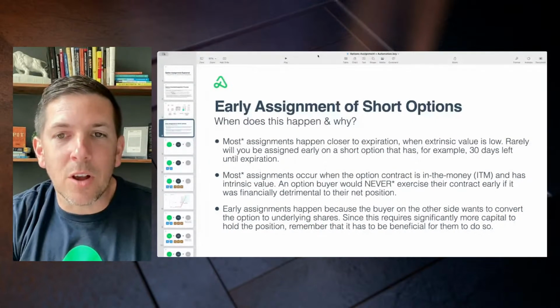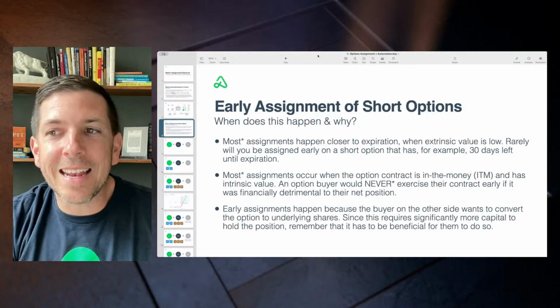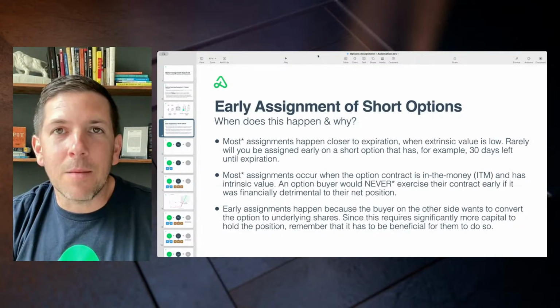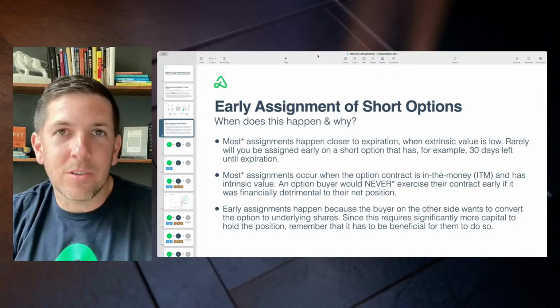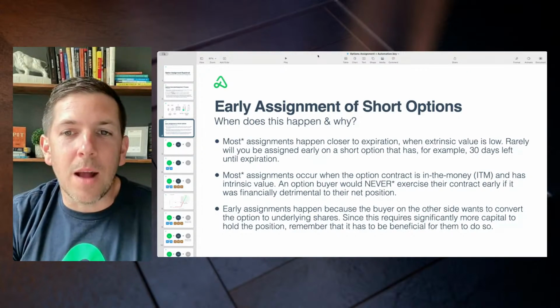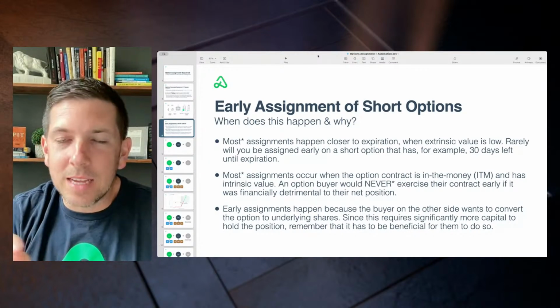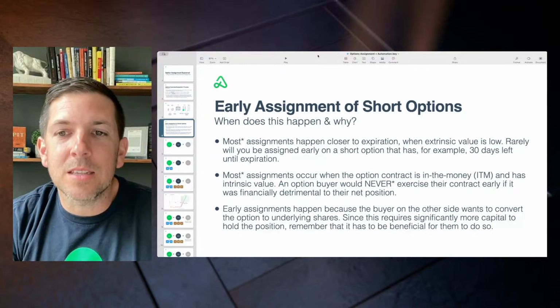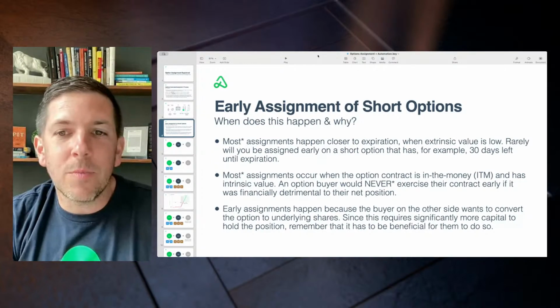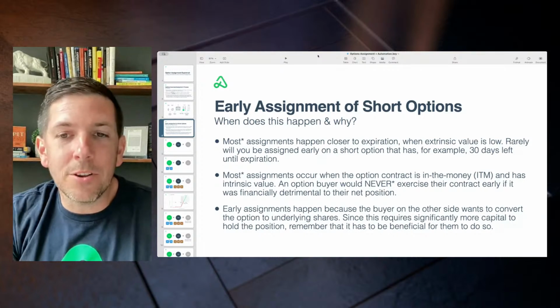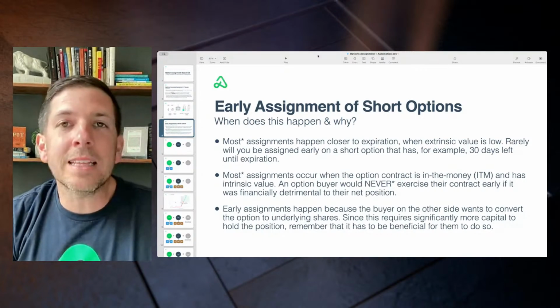Now, most assignments also occur when the option contract is in the money. That means when the option contract has intrinsic value. There's value to be converted. So an option buyer would never, and again, I say asterisk because people can do stupid things, but they would never exercise their contract early if it was financially detrimental to their net position. They would never willingly do that, right?